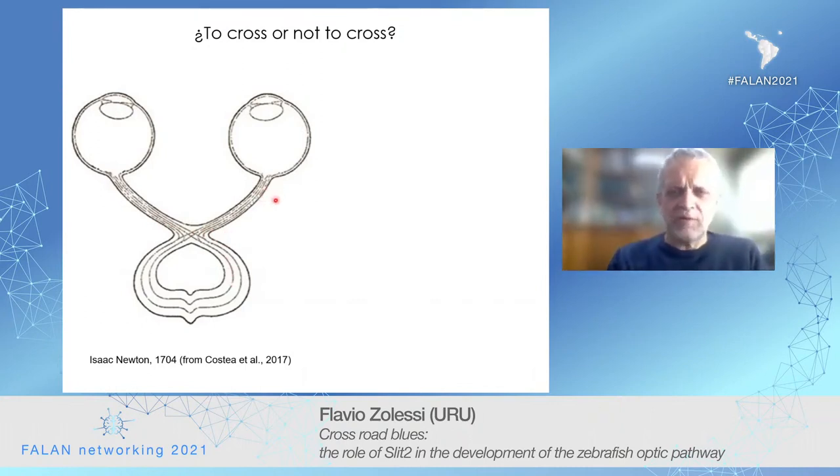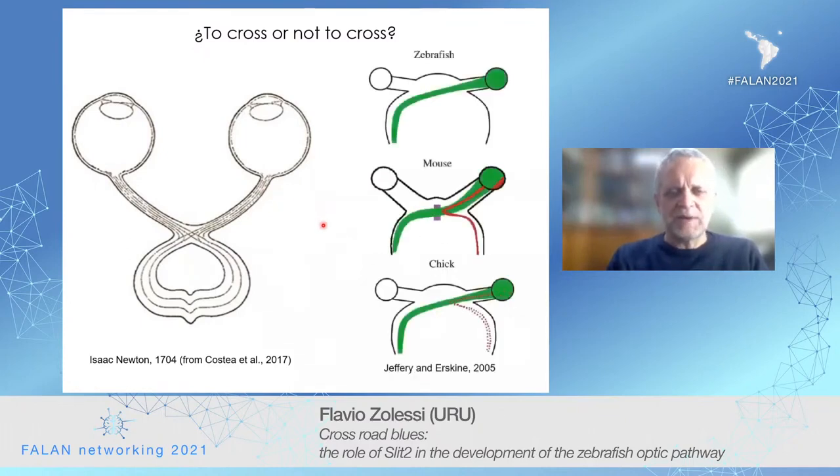But this is not the rule for all the species. We have different situations depending on the species we are looking at. And for example, in the zebrafish, which is our subject of study, we have a complete crossing of the optic axons at the level of the chiasm going towards the contralateral optic tectum, which is the target.